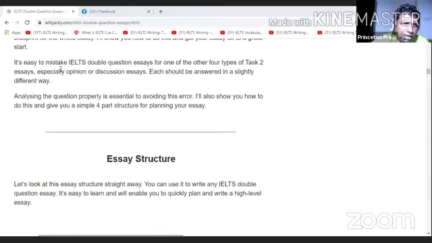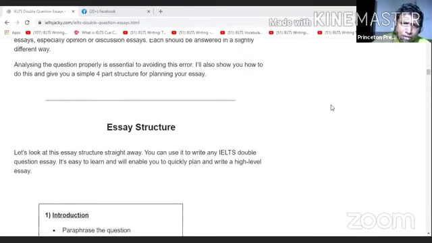It's easy to make a mistake with the question for one of the other types. There are four types of essays, especially opinion or discussion essays. We have the opinion essay, and we also have the discussion essay. Don't mix them up. Each should be answered in a slightly different way. There are reasons to answer this way. Analyzing the question properly is essential to avoiding this error.